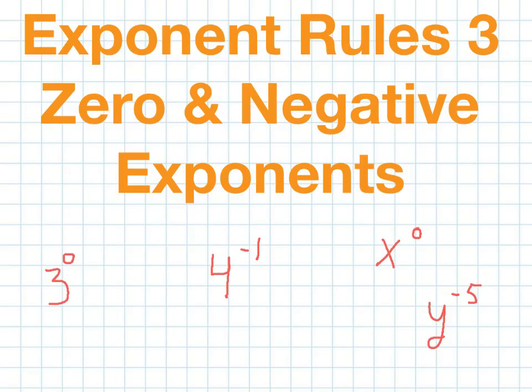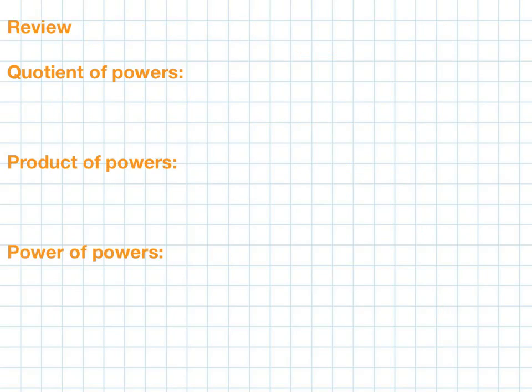Exponent rules 3: zero and negative exponents. A quick review of where we've been. We had the quotient of powers rule, which looked something like this. x to the 5th power divided by x to the 3rd power became x to the 5 minus 3, which became x to the 2nd power.